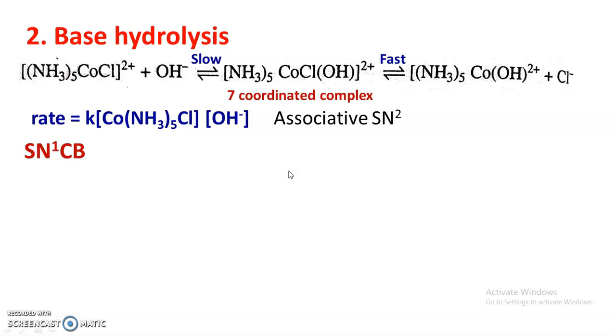Now this base hydrolysis reaction is also explained on the basis of the SN1CB mechanism. Now what is the meaning of SN1CB? SN1CB means substitution nucleophilic unimolecular with conjugate base. There is involvement of the conjugate base.